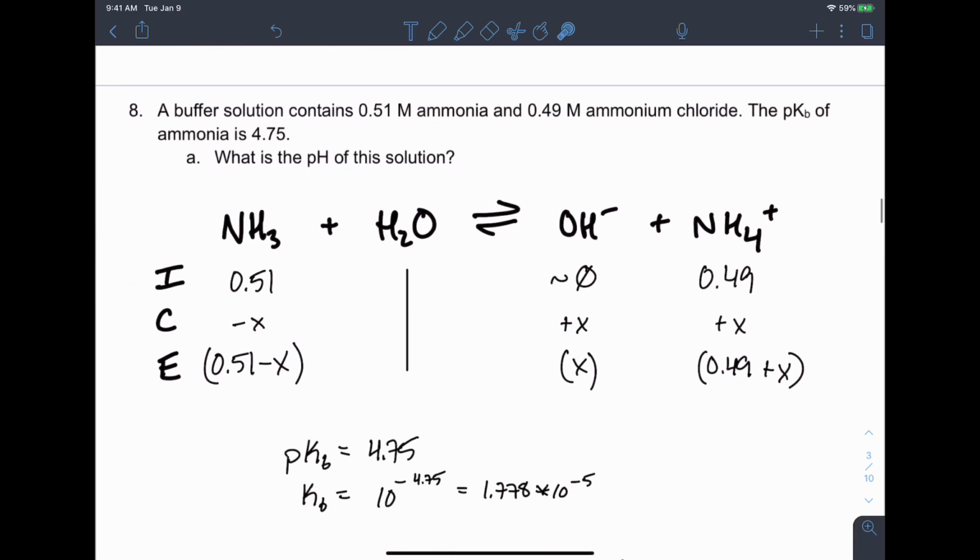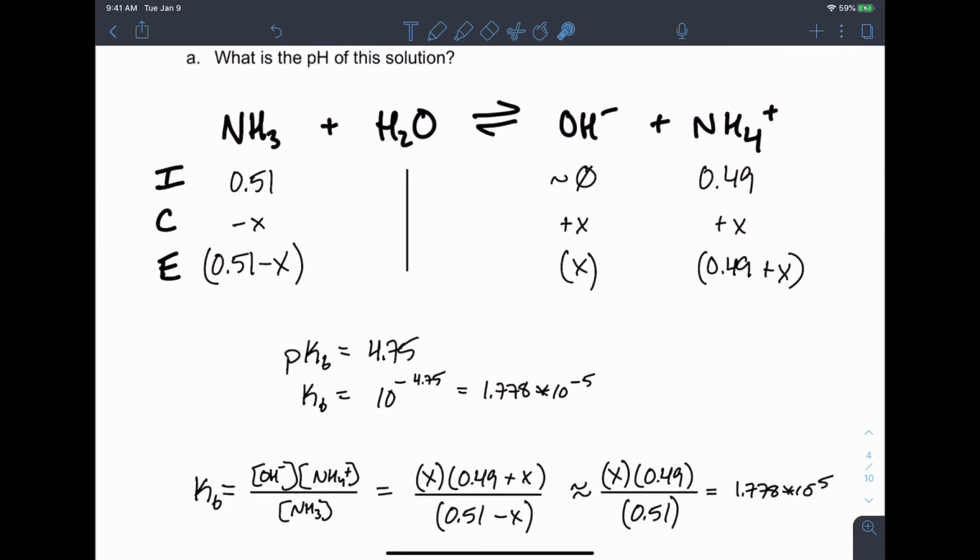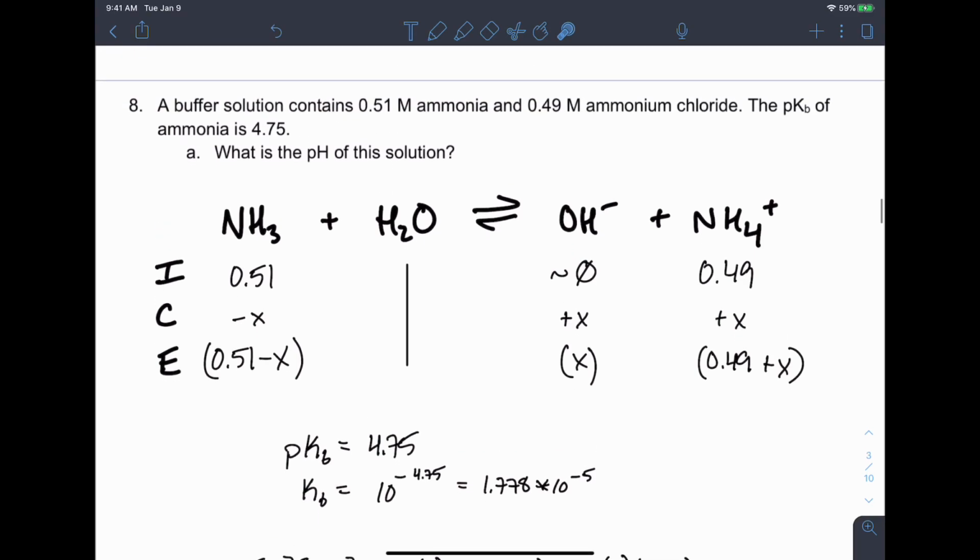So to do that, you've probably done a million of these already, but we're going to do an ICE table, and notice I've just put in this reaction of ammonia reacting with water in equilibrium with hydroxide ion and ammonium ion. So we were given our initial concentrations for ammonia and ammonium, and I put those in the initial line, 0.51 and 0.49. We're going to assume that the initial concentration of hydroxide is low enough that we can just say that it's negligible, so that's about 0.